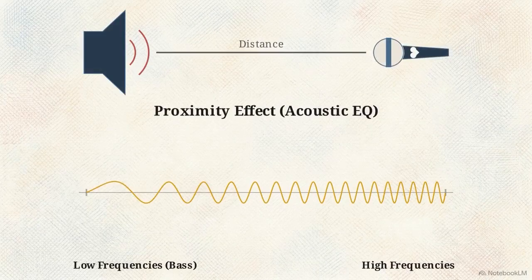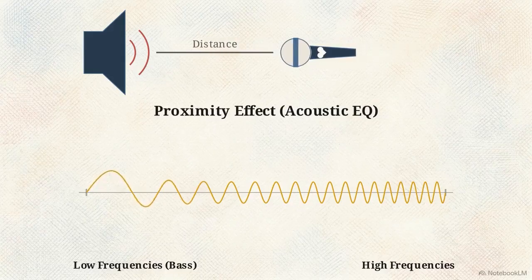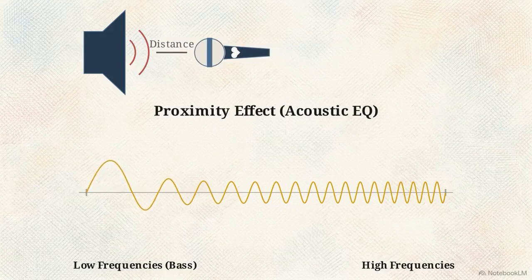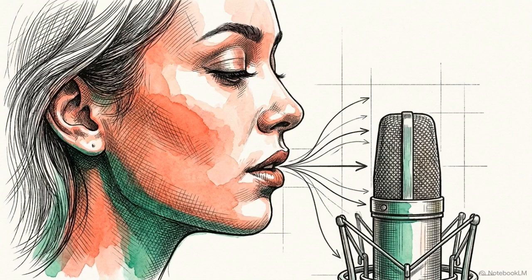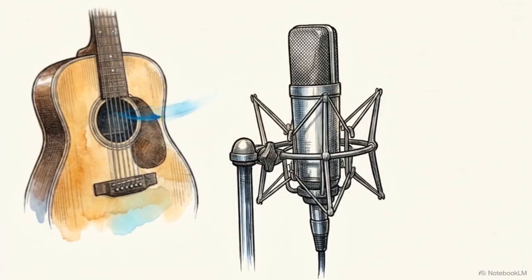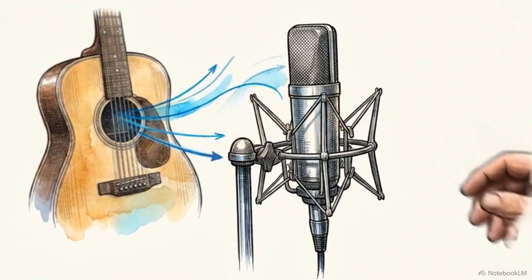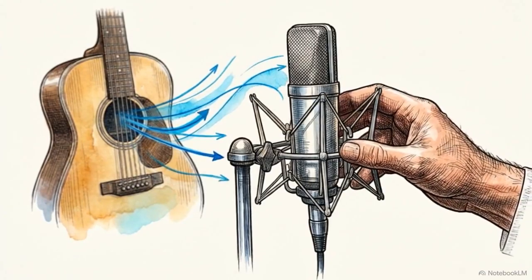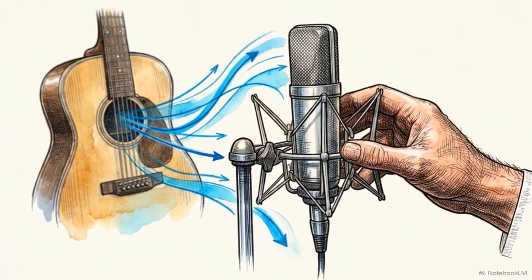Moving a directional microphone closer to a source also causes a physical boost in low frequencies. This is the proximity effect, and it can be used to add warmth or size to a vocal. Because every inch of distance changes the balance of harmonics, reflections, and transients, microphone placement is the most powerful acoustic EQ an artist possesses.